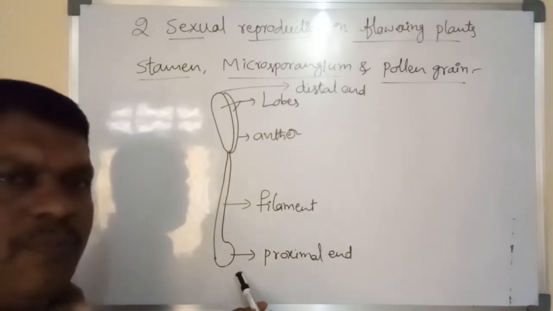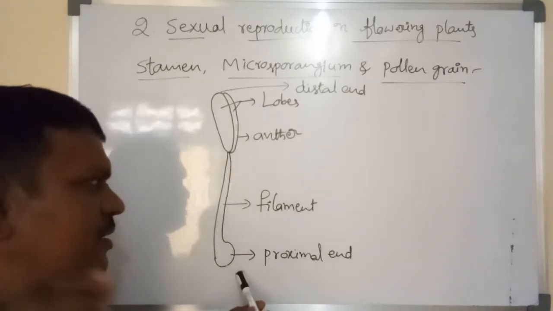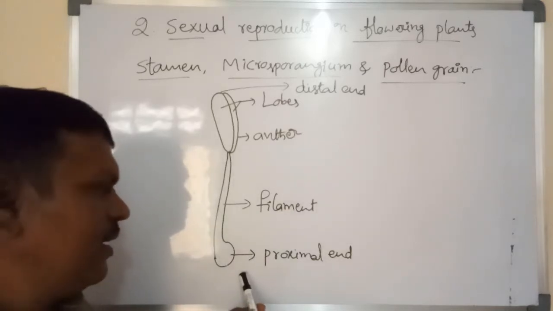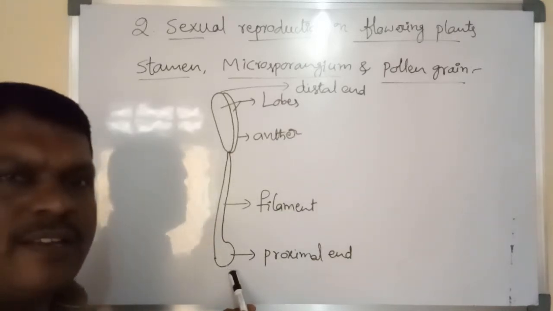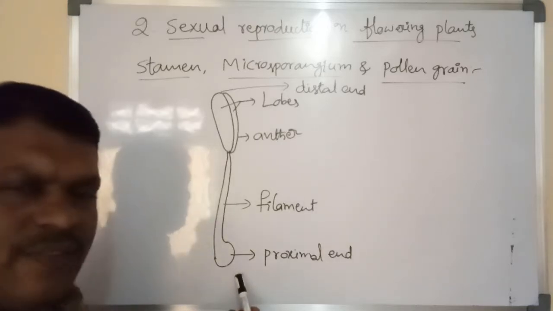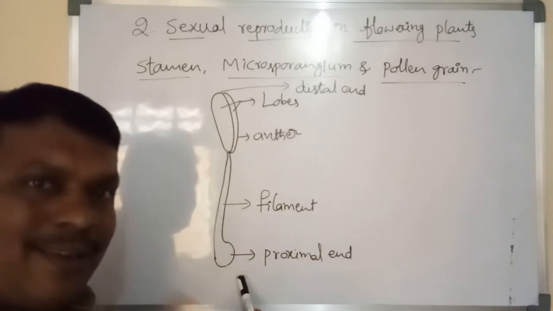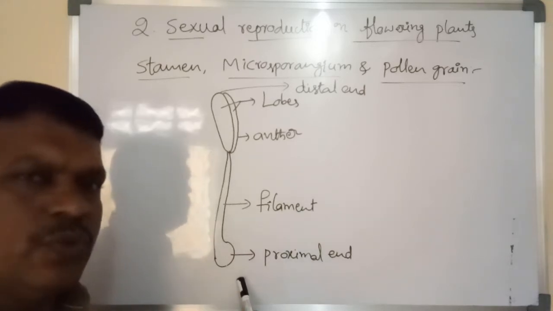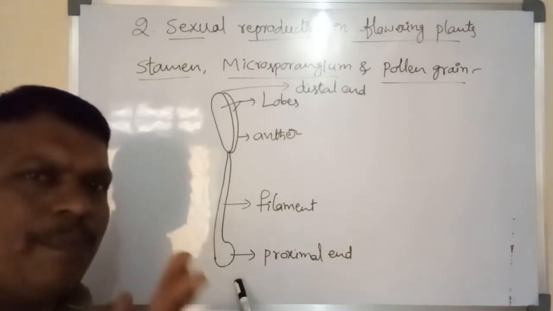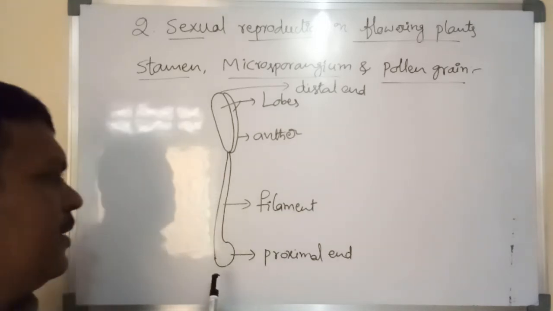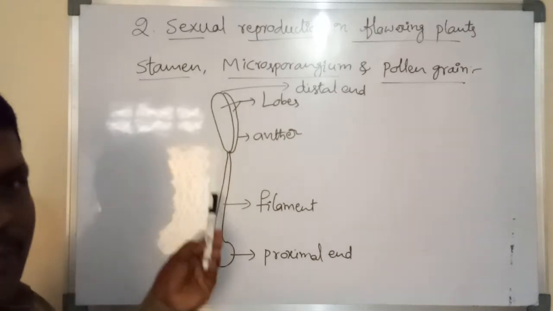With the help of the proximal end, the stamen is attached to other parts of the flower. In some flowers, the stamen is attached with the gynoecium. In some flowers, the stamen is attached with the sepal or petal or perianth. That varies from species to species. What is perianth? Perianth means a similar type of sepal and petal. Best example, water lily. Understood now? Right.